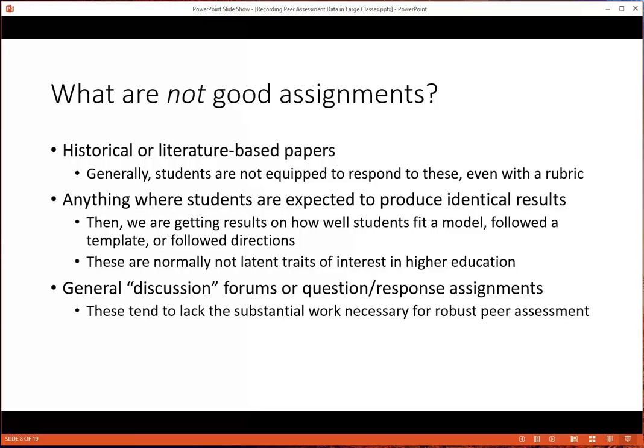General discussion forums, question and response assignments, similar to the previous one, you have a lot of very identical results, and people tend to assess on whether or not they fit some ideal response rather than what the rubric says. They also do not tend to have a whole lot of substantial creative work behind them, which makes it very difficult to assess latent traits. If a person isn't putting in tons of effort, it makes it harder to see what their traits are.